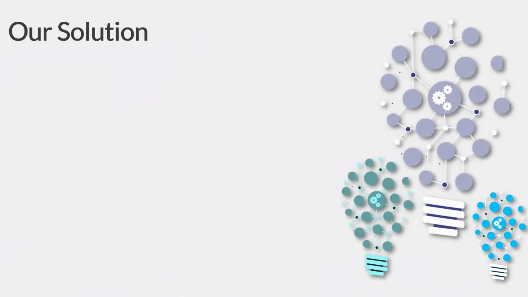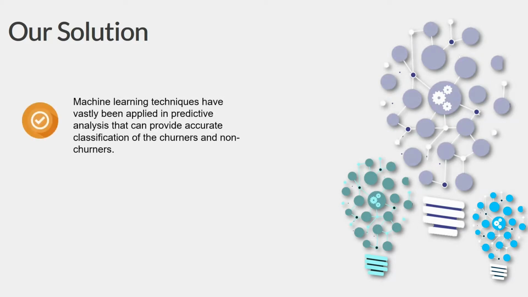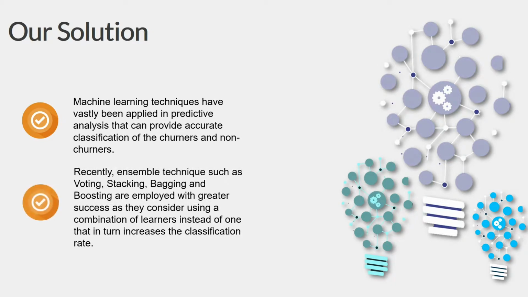Our solution to the problem is machine learning. Machine learning techniques have vastly been applied in predictive analysis that can provide accurate classification of the churners and the non-churners. Recently, ensemble techniques such as voting, stacking, bagging, and boosting are employed with greater success as they consider using a combination of learners instead of one, that in turn increases the classification rate.